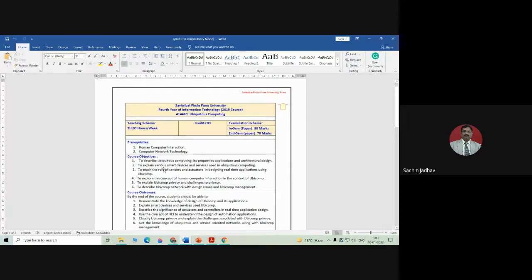The prerequisite for this is HCI. You must know how exactly human-computer interaction takes place. You have already studied that subject in third year. CNT, so computer networks, is required to understand how exactly the systems or components will work in ubiquitous computing.